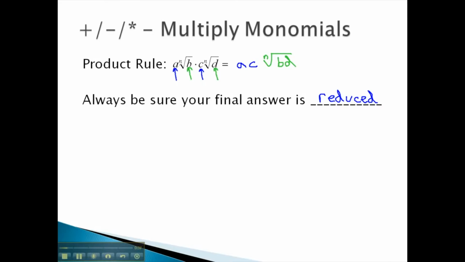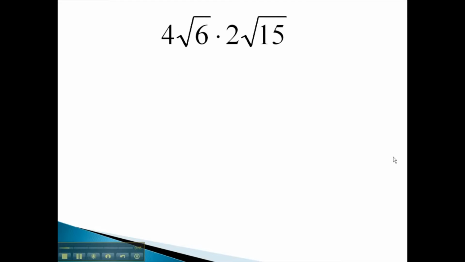Let's take a look at some examples where we multiply the outside numbers and the inside numbers, and then make sure our final answers are reduced. In this problem, we can multiply the outside numbers, 4 times 2, to get 8. Underneath the square root, we can multiply the numbers under the square root, 6 times 15, to get 90.